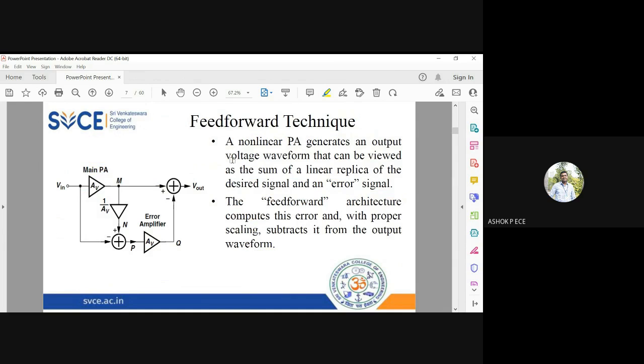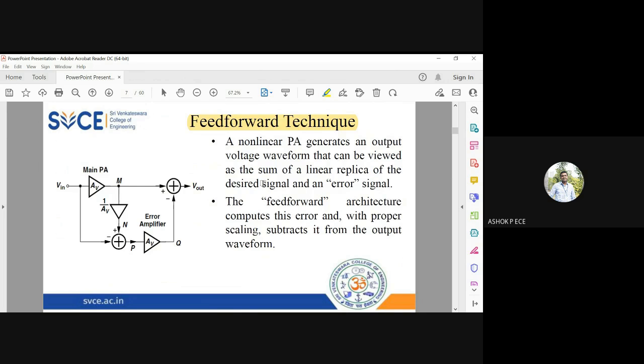Popular. So we'll go to the first technique, the feed forward technique. It is very simple. The main power amplifier you have, you take its output, sample it, divide by 1 by AV, and subtract it from the input. So whatever error signal you have, you again subtract that from your main power amplifier. That is going to be the output.